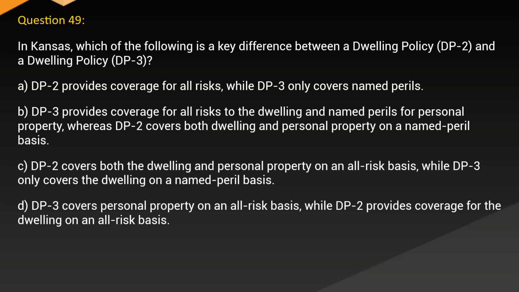C. DP-2 covers both the dwelling and personal property on an all-risk basis, while DP-3 only covers the dwelling on a named peril basis. D. DP-3 covers personal property on an all-risk basis, while DP-2 provides coverage for the dwelling on an all-risk basis.